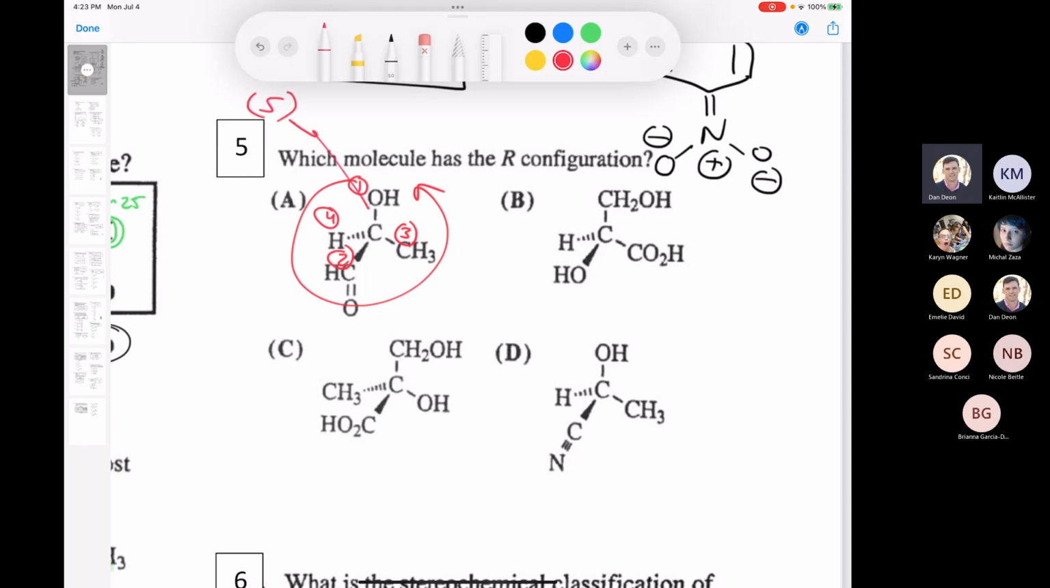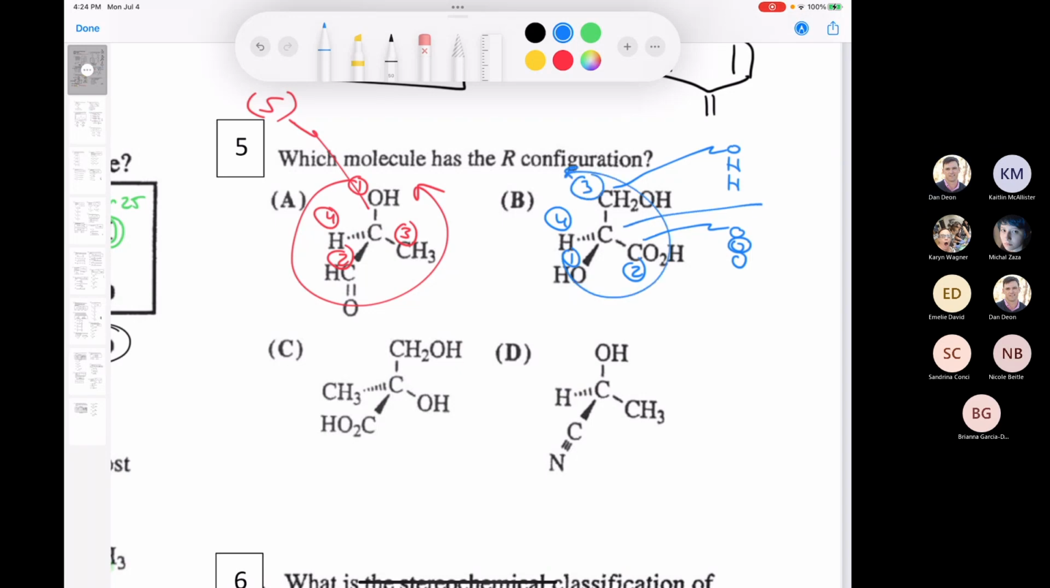If we go over to the next one, I'm going to have to erase some of this just to make some space for myself. The next one, we've got our hydrogen in the back. Oxygen is in the front. That's the highest priority. This carbon is attached to O, O, O, and this carbon is attached to O, H, H. So here's my tiebreaker. This is number 2. This is number 3. I go from 1 to 2 to 3 counterclockwise, and thus this is S.